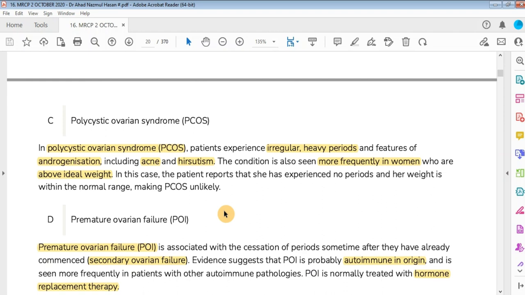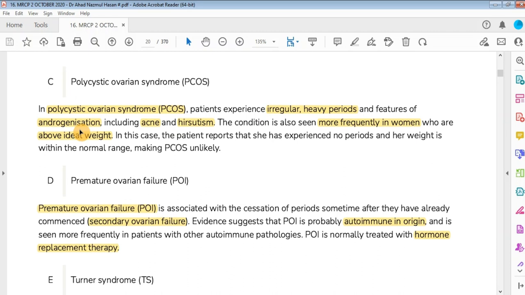In polycystic ovarian syndrome, the patient experiences irregular heavy periods and features of androgenization, including acne and hirsutism. The condition is also seen more frequently in women who are above ideal weight. In this case, the patient says she has experienced no period and her weight is within the normal range, making PCOS unlikely.